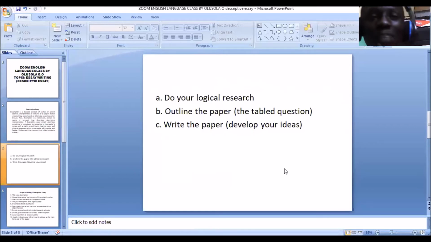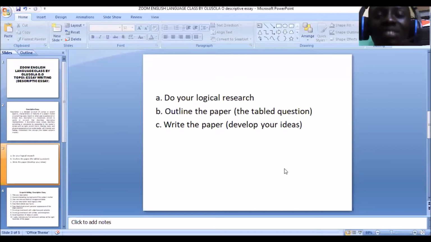Then outline the paper. Outlining the paper means stating out some questions that, if you are not there, you assume the person who will read your description or your essay will likely ask. State them out. Then use these questions that you have outlined or tabled to paragraph your essay.